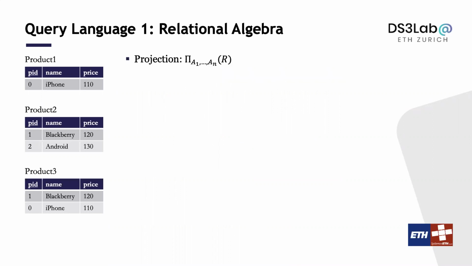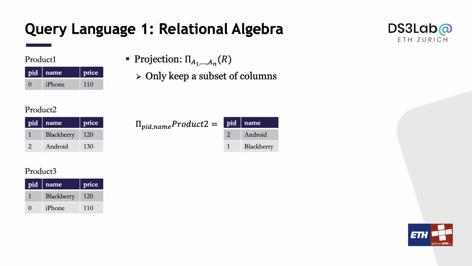You can do projections. By doing projection, you only keep a subset of the attributes. Here's one example. I'm taking the relation Product 2. I want to only keep the PID column and the name column, and I want to get rid of the price column. So I can simply do a projection onto PID and name over Product 2, and then I get a relation that's thinner because you are getting rid of one of the attributes.